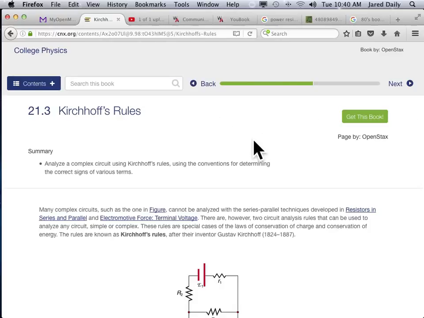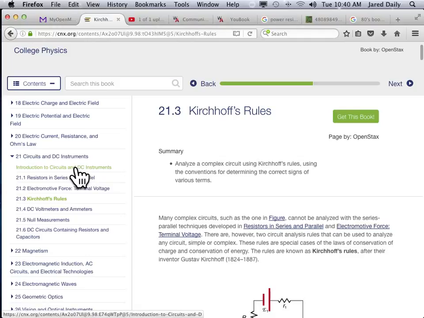Anyway, so 21.3 is Kirchhoff's rules. I'm going to save this for next time because it is a big deal. These last four sections are all related and not really all that challenging after 21.3. 21.3 is a big deal, so we'll save that for Thursday.